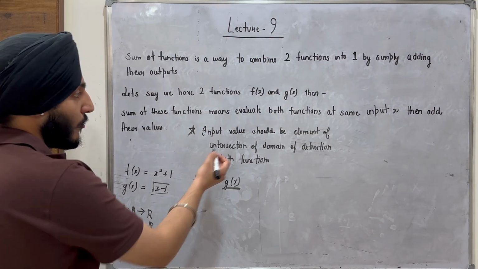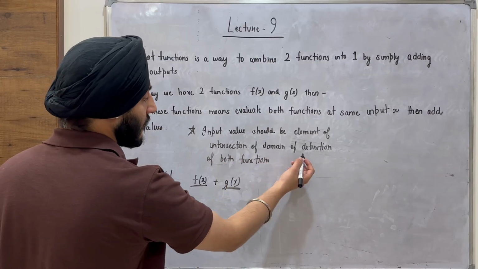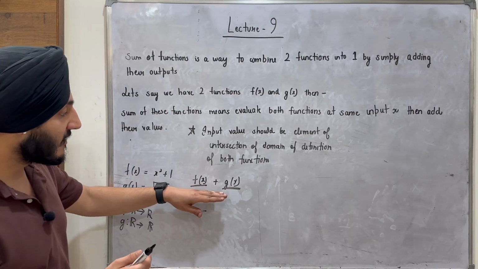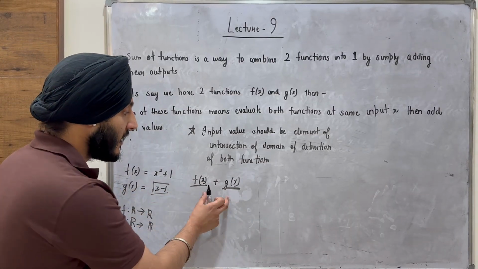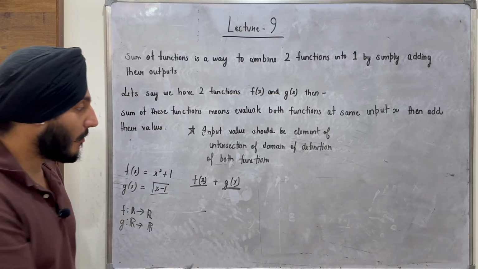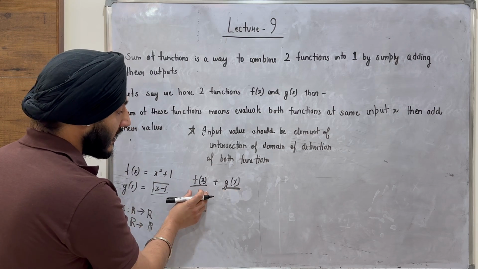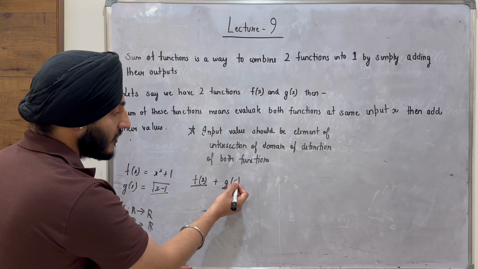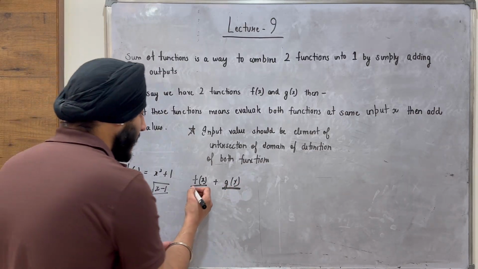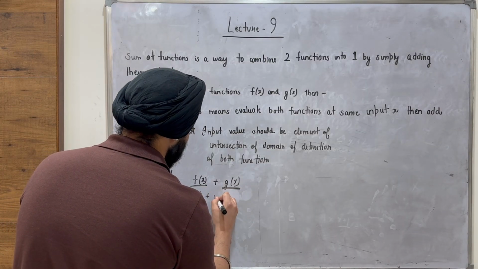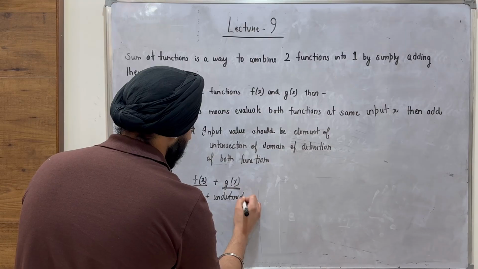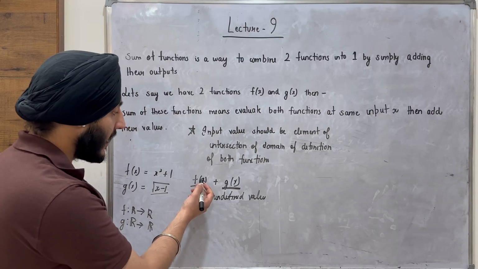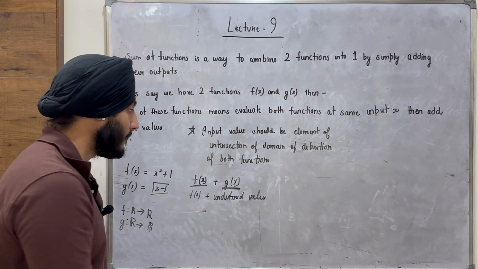So the basic idea is the input value should be an element of the intersection of the domains of definition. In very simple words, as long as this x value has an image in both these functions, this sum of functions is going to be valid. But as soon as in any of these functions there is no image, so for example, x has an image in f but it doesn't have an image in g, then it wouldn't be defined. I'll simply get f of x plus an undefined value. So I hope you understand what I'm trying to say. I should have an image for x in f and also in g as well.